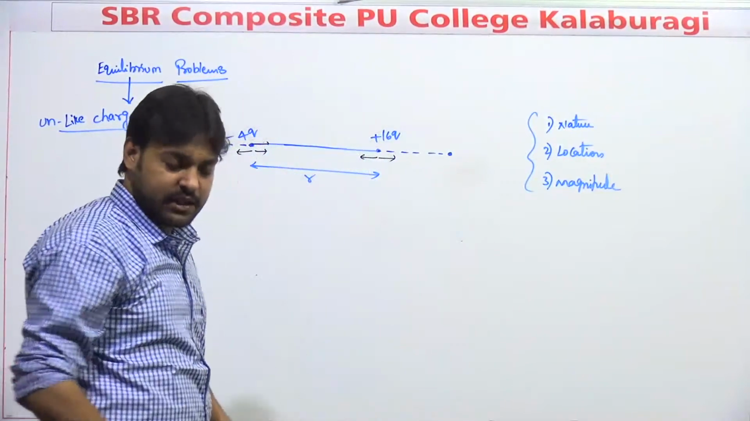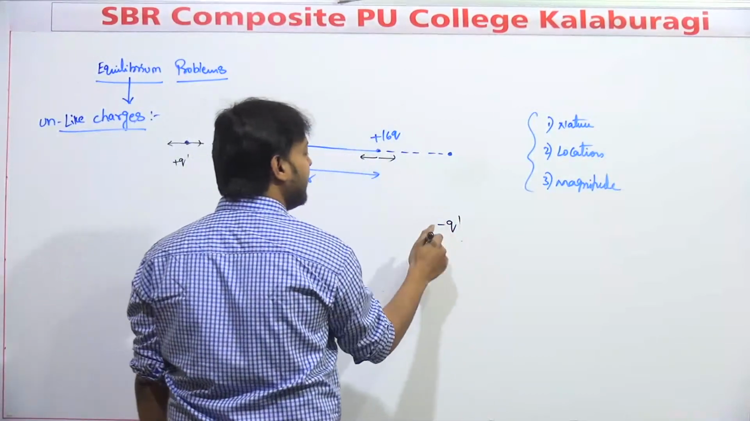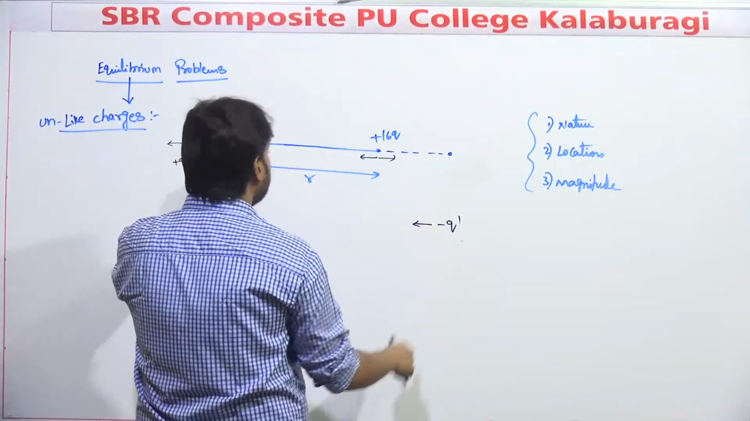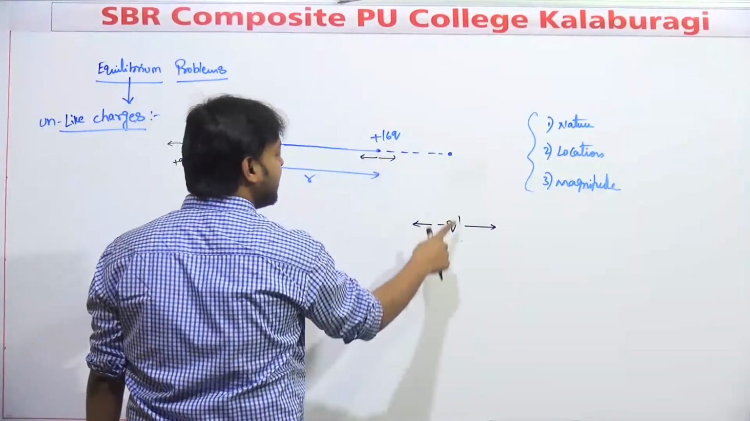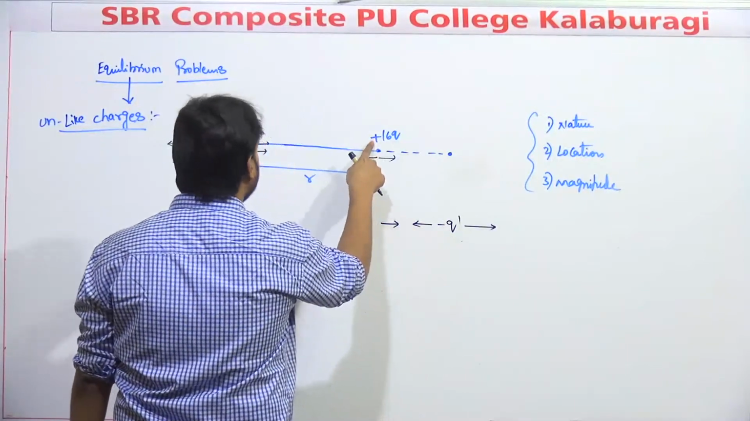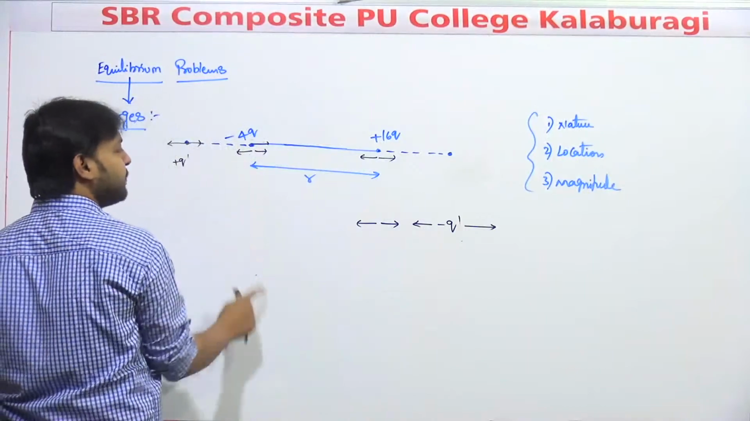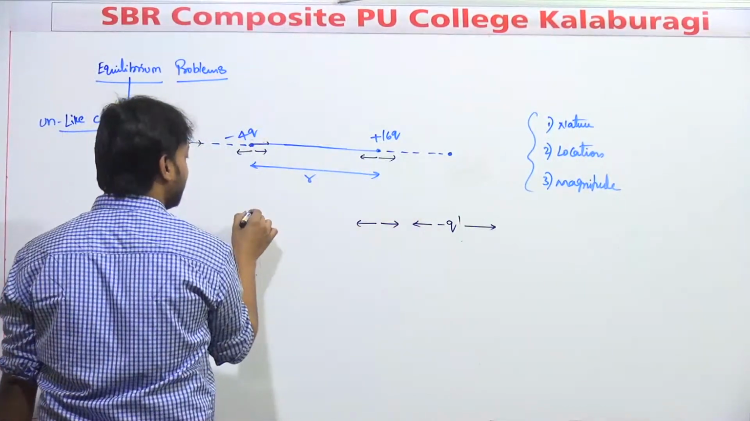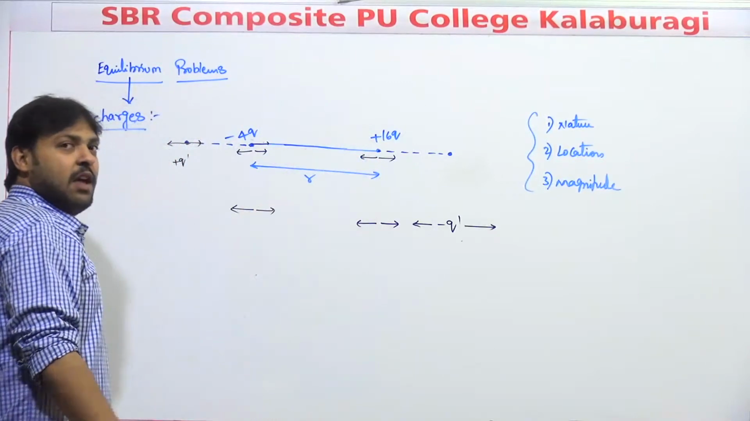Now we'll place minus q dash. Positive, negative, attractive; negative, negative, repulsive. Got the point? Next, plus, minus, attractive; plus, minus, attractive. See, opposite. Very good. Now come to this point. Negative, negative, repulsive; negative, positive, attractive. Very good.